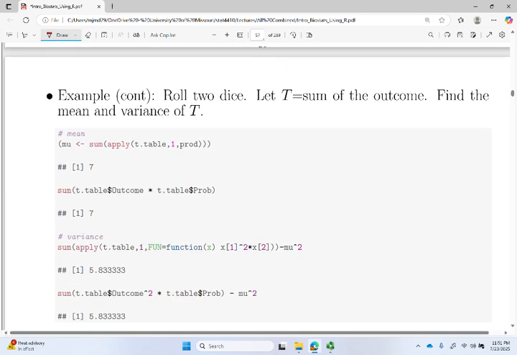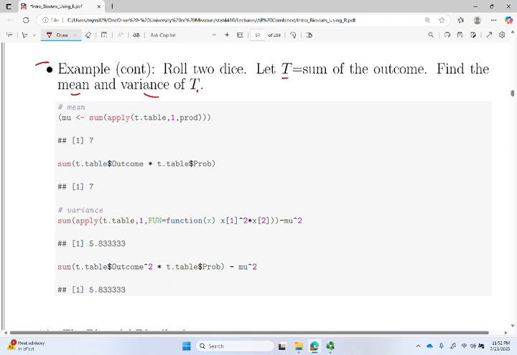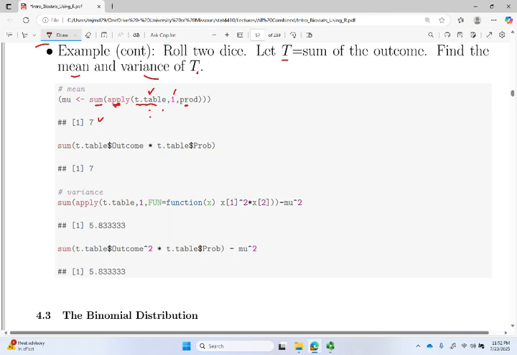So this is, of course, a continued example where we're going to roll 2 dice. T, of course, is the sum of the outcome, and let's find the mean and the variance of our random variable t. If we use the apply function over this matrix, by row, and we use product, that takes the value times its probability for each row of this, because we used the 1 there. Then we sum it, and we get 7, which we know to be the mean of rolling 2 dice.